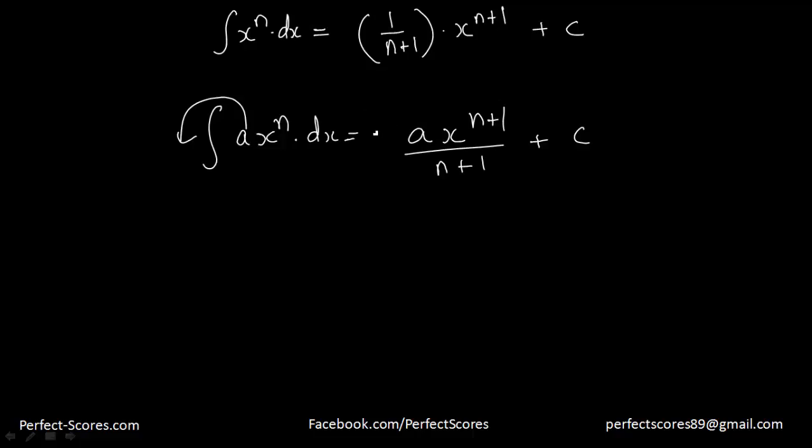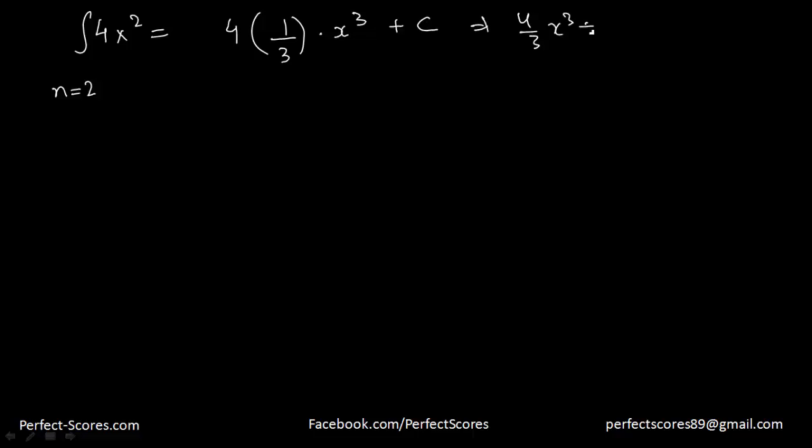So suppose you're understanding this point over here, guys. Let's suppose I want to find the antiderivative of 4x squared. So 4 is going to be out, then I'm going to have x squared, which means n is equal to 2. So this is going to be 1 over n plus 1 into x cubed plus c, so this is going to be 4 by 3 x cubed plus c, and c belongs to real numbers.